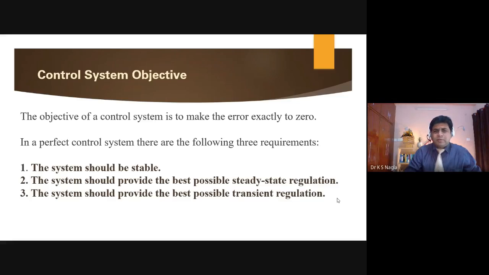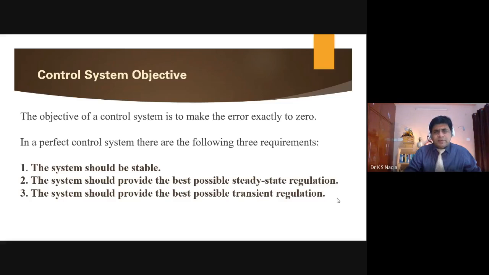So your set point is 60 kilometers, but your car may be moving at 61 or 58 or 65. So what is happening here? There is a generation of an error between the set point and the feedback signal which is coming from the sensor connected to the wheels of the car. In this way, the objective of the control of the speed of your car is to make the error exactly zero, but practically it is very difficult to keep the error at zero.